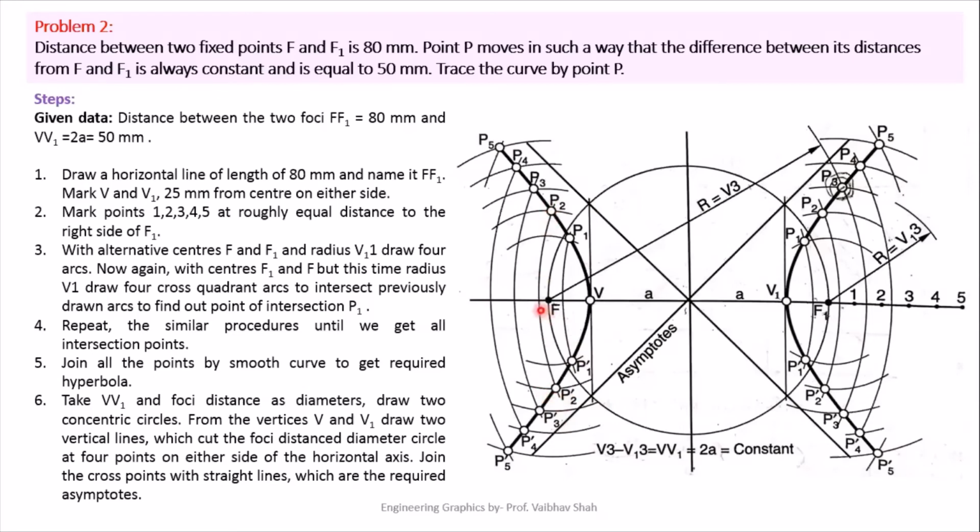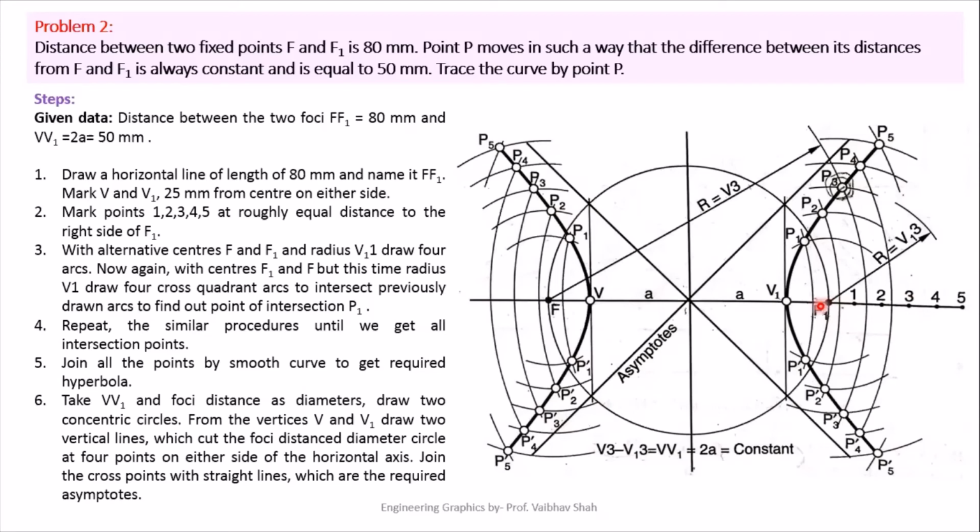Now similarly, we have to use the center F and take the radius equal to V tilde 2, put your rounder on your focal point F and try to cut the previously drawn arc somewhere down here. So we'll be having P2 and P2 dash. Similarly, let us follow this procedure for the third point, V1 tilde 3 on your rounder.